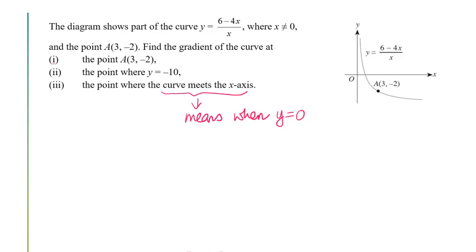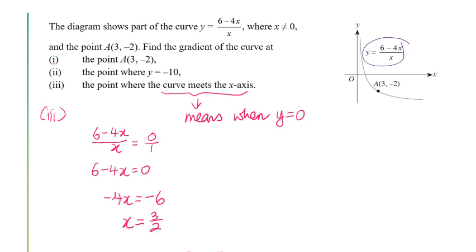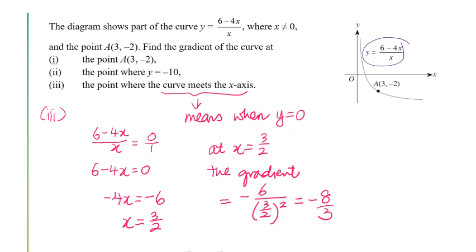All right, so let's continue. For part 3, when it says that the curve meets the x-axis, it is when y equals 0, so we substitute y equals 0 into the equation of the curve to find the x coordinate. Right, so x equals 3 over 2. So substitute x equals 3 over 2 into our gradient function, or your derivative, which is dy/dx. Right, which gives you negative 8 over 3.